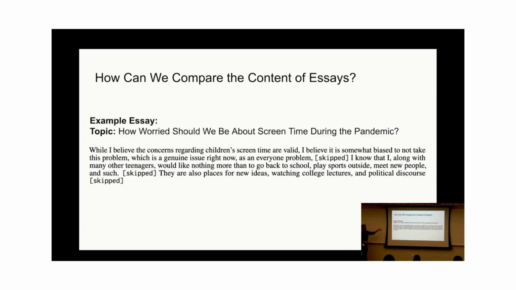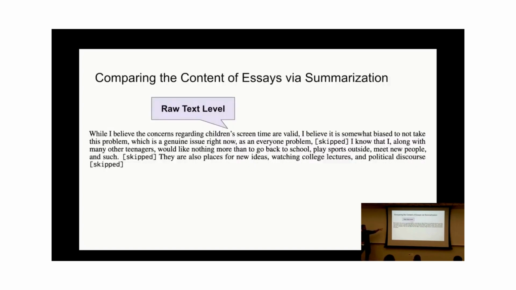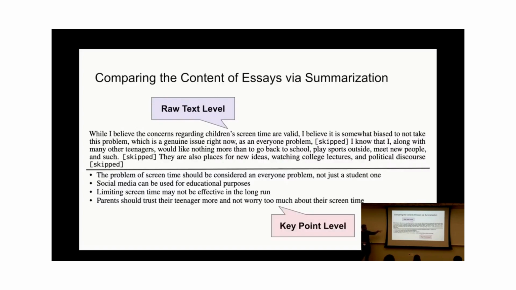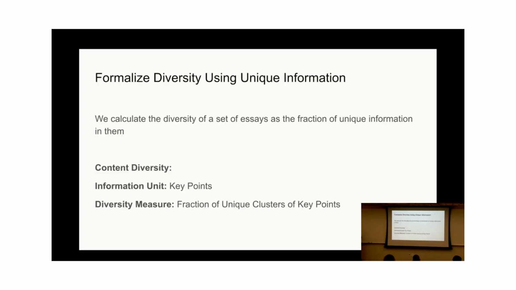So what do I mean is, let's say this is an example essay. This is something about screen time, and I think this person wrote about teenagers, it not being an issue with just teenagers. What we can do is take this essay, which is at the raw text level, and summarize it into atomic key points, which means I can feed the individual essay in and extract atomic key points of the content of that essay. If I frame this individual key point as a unit of content, I can use this to formalize diversity. Specifically, for the key points that you see on the bottom, we contend that you can measure diversity as the fraction of unique key points across all of the essays.